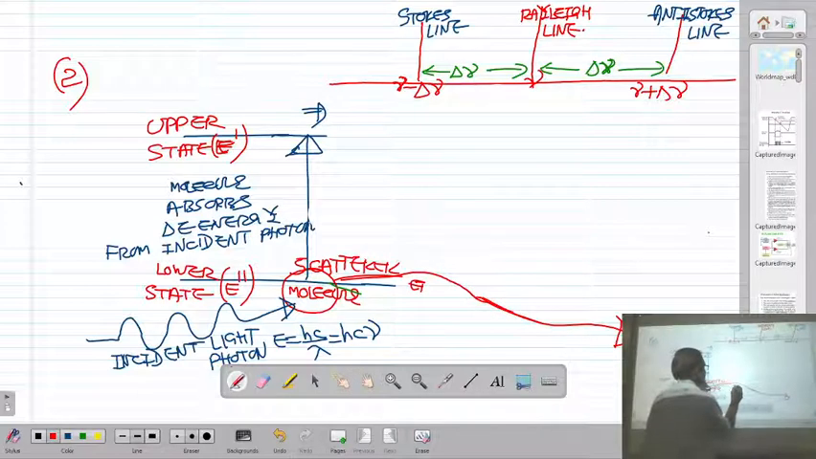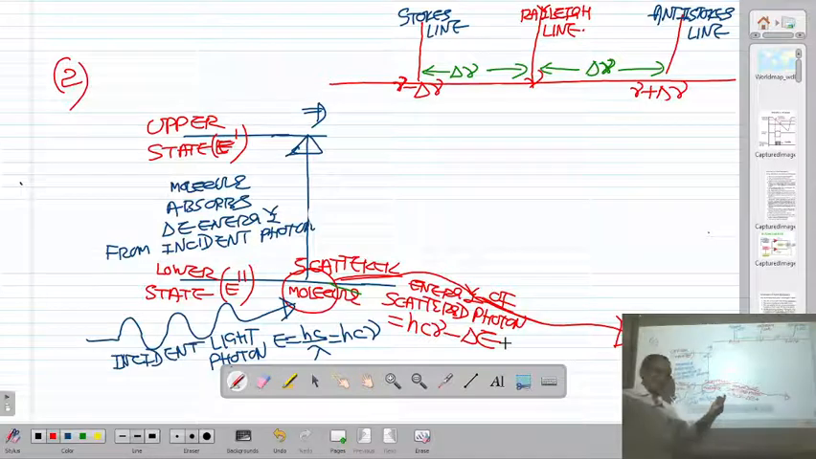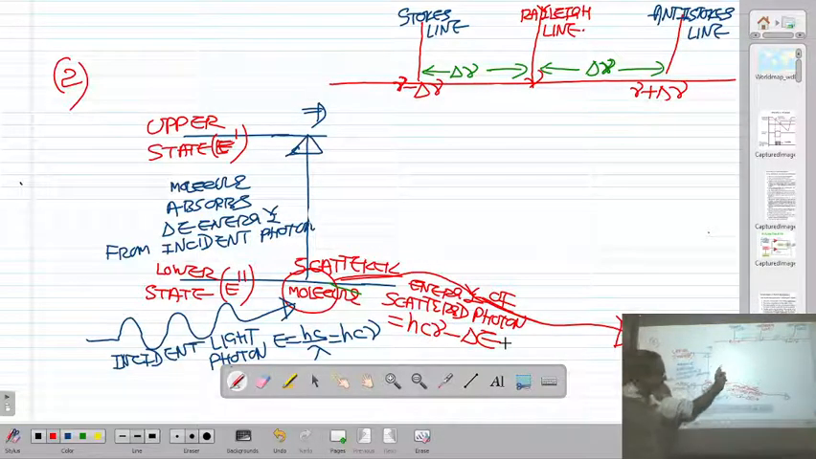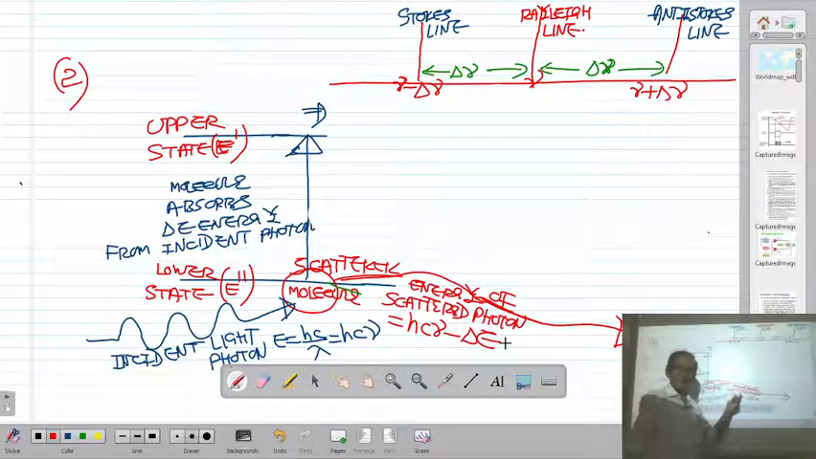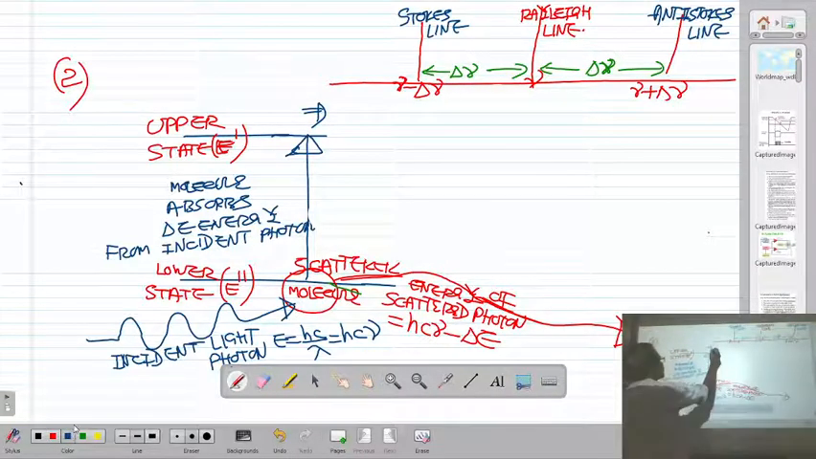Then we write energy of scattered photon. Energy of scattered photon is hν minus ΔE, because out of the energy hν of the incident light photon, ΔE energy of the incident light photon is absorbed by the scattering molecule to go from lower state to upper state. So the energy of the scattered photon will be less by ΔE. So hν minus ΔE. Okay. So we write the explanation of this.